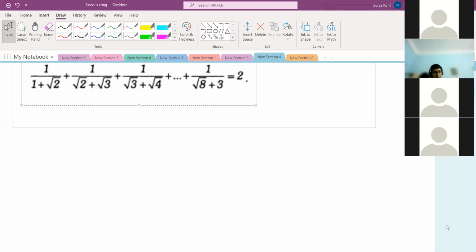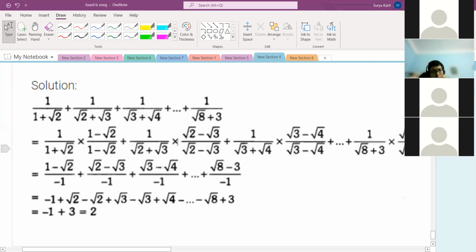This I have done before. Yeah, it's very easy. Ultimately, everything will get cancelled and there'll be minus 1 and root 9 left, and the answer will be 2. Like there'll be 3 left and minus 1 left if you rationalize. Everything is dividing by minus 1 only. Yes, sir.